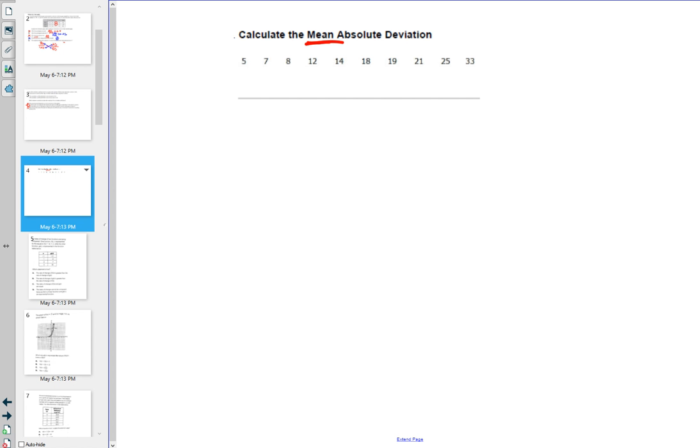While I'm passing this out, can somebody calculate the mean for you? What do you get? Do you agree with that? Does your calculator tell you the same thing?